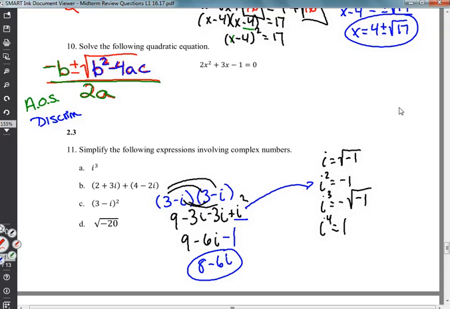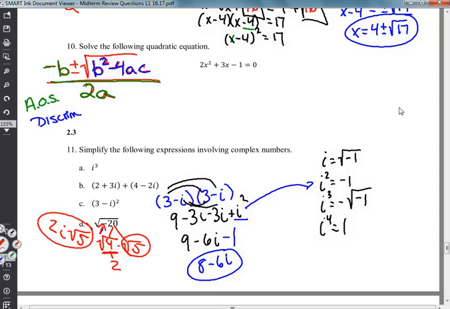And then I'll do this one quickly. As soon as you see the negative, that becomes i. And then 20 is the same as the square root of 4 times the square root of 5. I know the square root of 4 equals 2. And I can't do anything else with the square root of 5. So there's my answer for D.